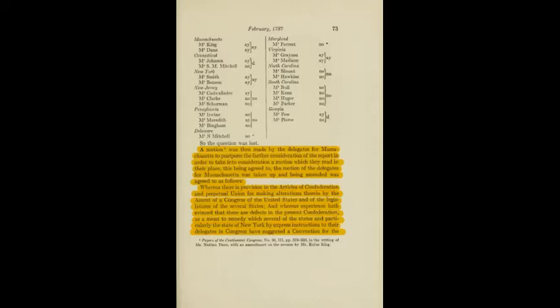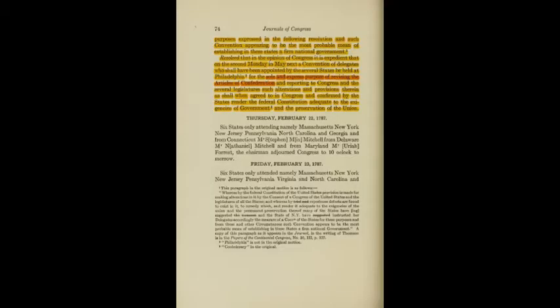And whereas experience hath evinced that there are defects in the present Confederation, as a mean to remedy which several of the states, and particularly the state of New York, by express instructions to the delegates in Congress, have suggested a convention for the purposes expressed in the following resolution, and such convention appearing to be the most probable mean of establishing in these states a firm national government.